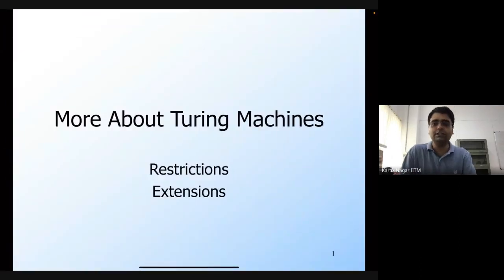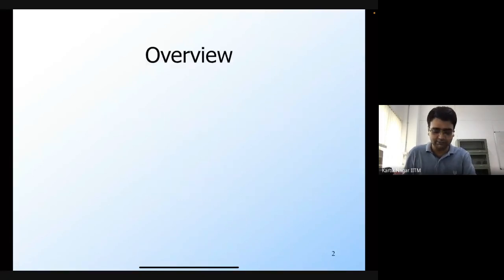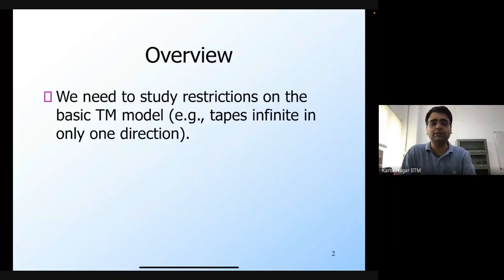Right. So let's now discuss some restrictions and extensions to this Turing machine model. We need to study restrictions on the basic TM model. The basic TM model consists of the state component, and then there is this infinite tape, which is infinite in both directions. So we'll study one restriction on this basic TM model, which is a tape which is infinite only in one direction, instead of in both directions.